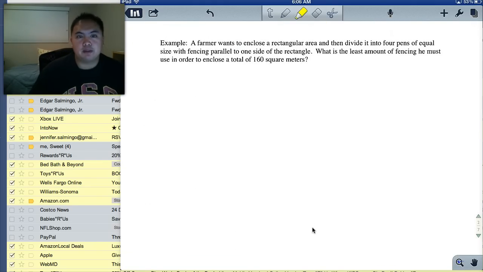If you turn the page, example number 2 says a farmer wants to enclose a rectangular area and divide it into 4 pens of equal size with fencing parallel to one side of the rectangle.